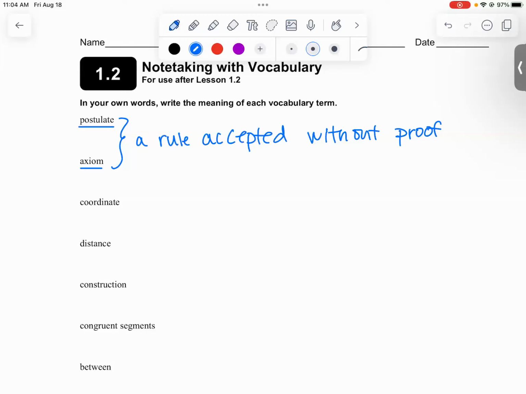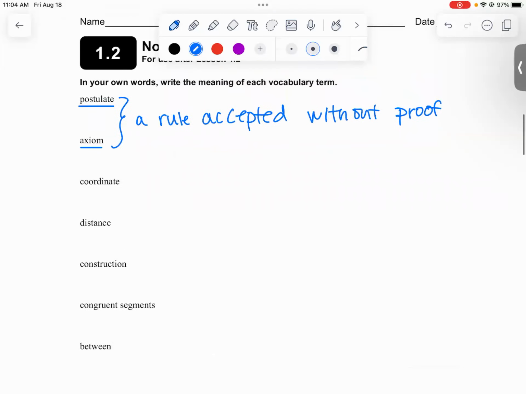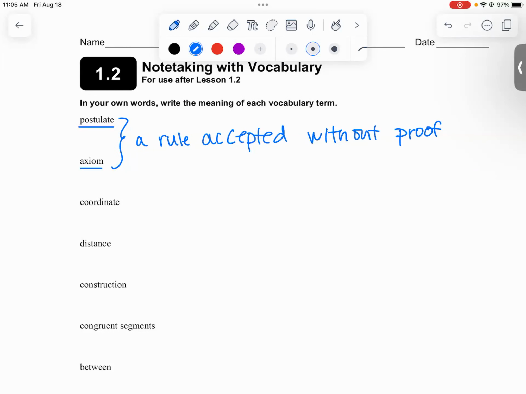But when we get into more of chapter 2, we're going to have something called a theorem where we'll be able to put proof to the rule. All right. So we're going to work with some line segments today.